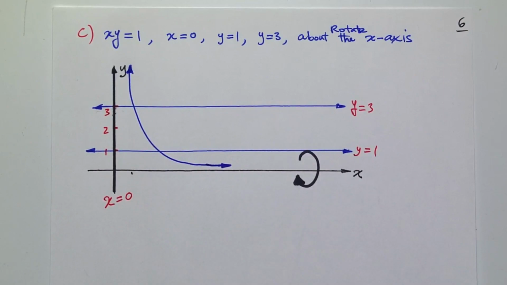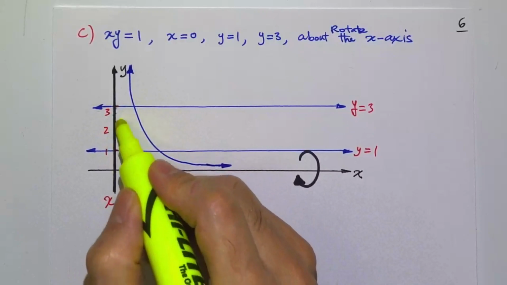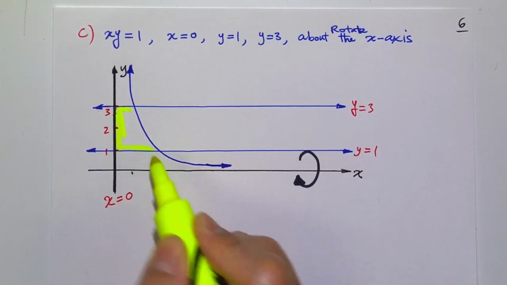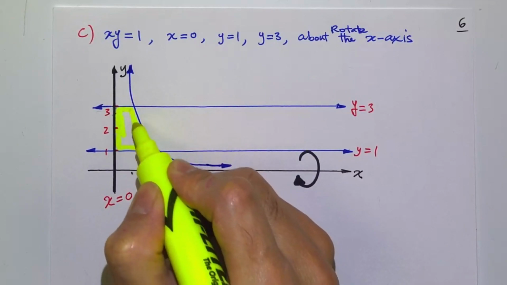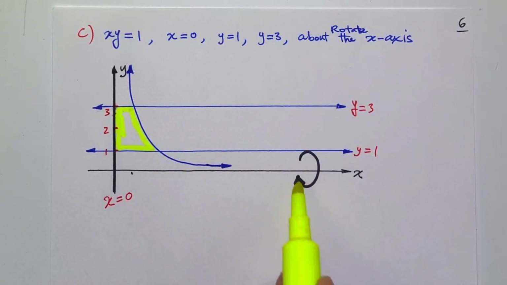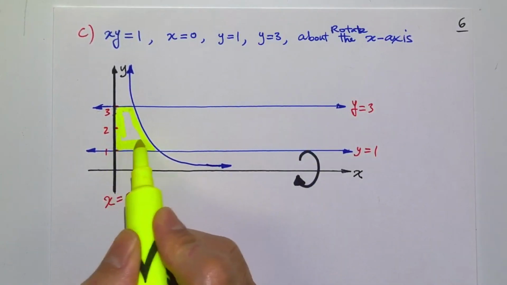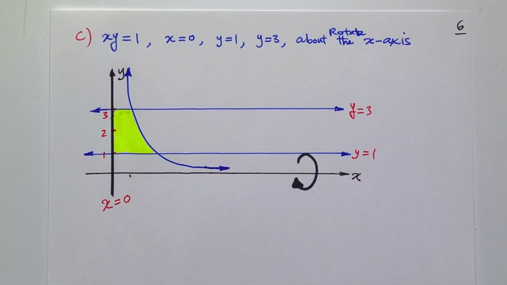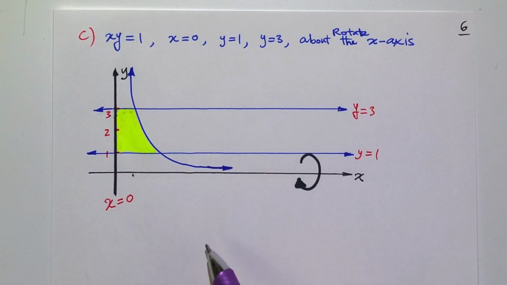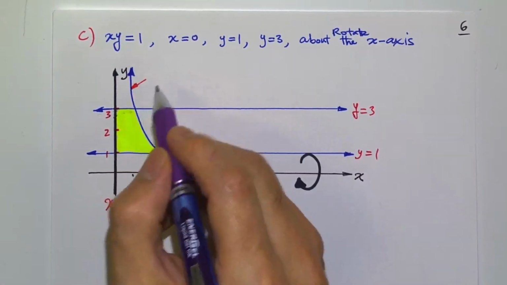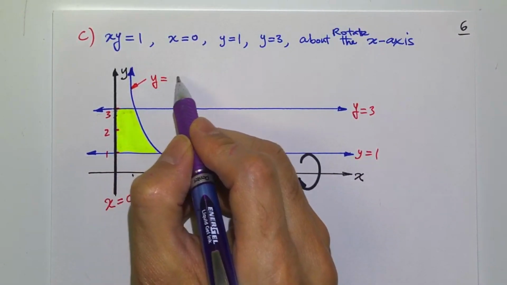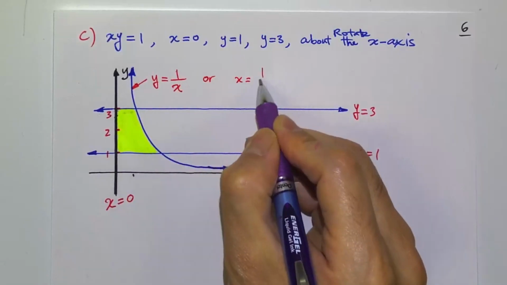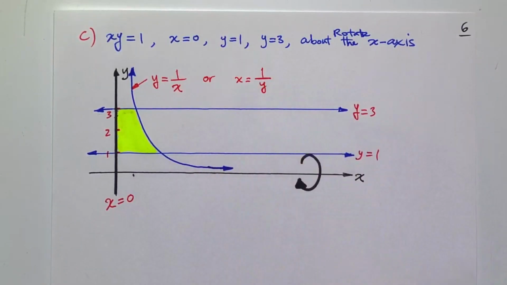And so the region that is bounded by all these curves, this one, that one, and this one, is right here, right? Right here. And we're going to rotate this region about the x-axis and determine the volume of the solid that this will generate. Like that. Okay. So I want to make sure that I also label this. This one, by the way, we can call it y equals 1 over x, or x equals 1 over y. Okay, like that.